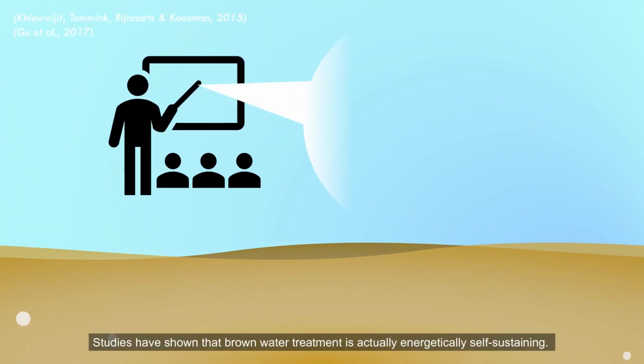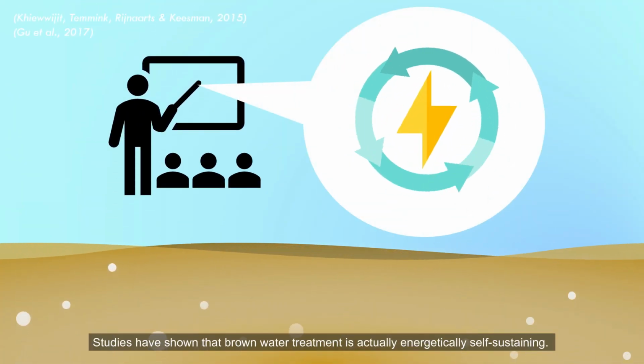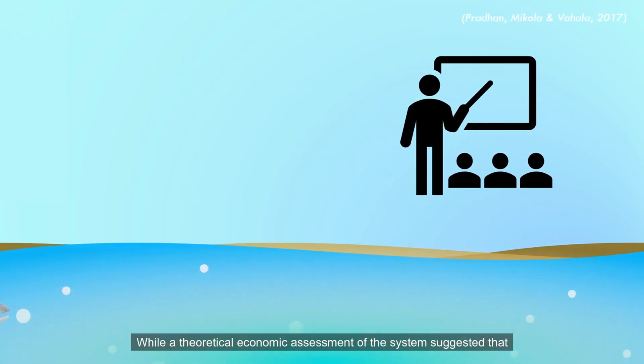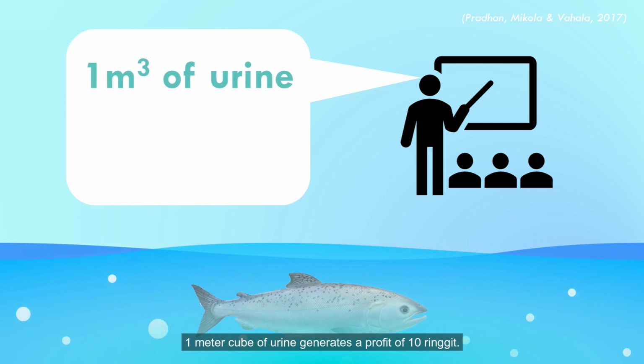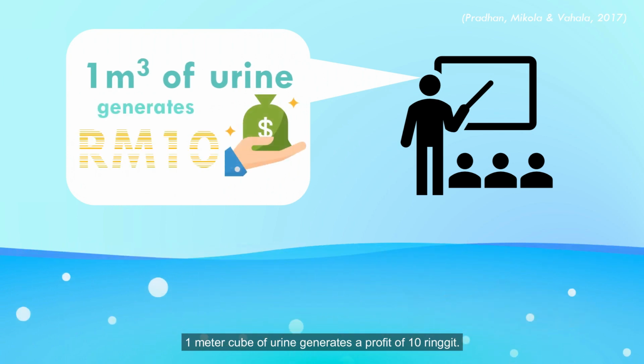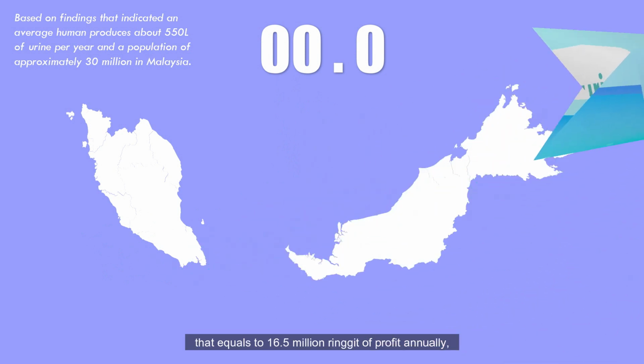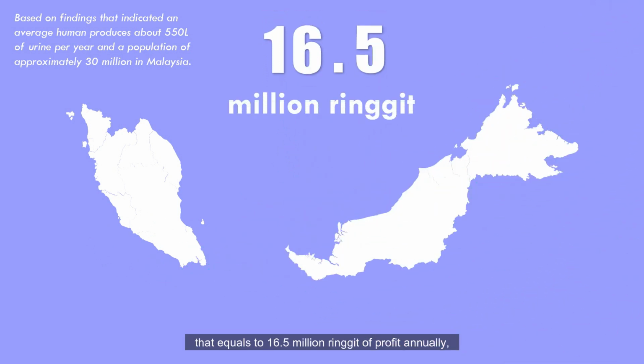Studies have shown that brown water treatment is actually energetically self-sustaining. While a theoretical economic assessment of the system suggested that 1 meter cube of urine generates a profit of 10 ringgit. Based on the human population of Malaysia alone, that equals to 16.5 million ringgit of profit annually, which can be used to sustain the system.